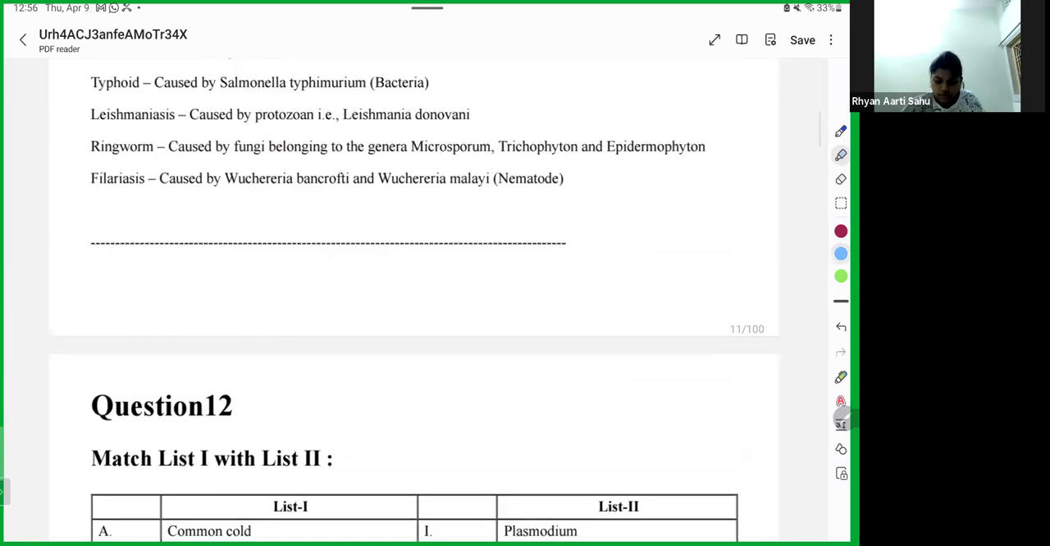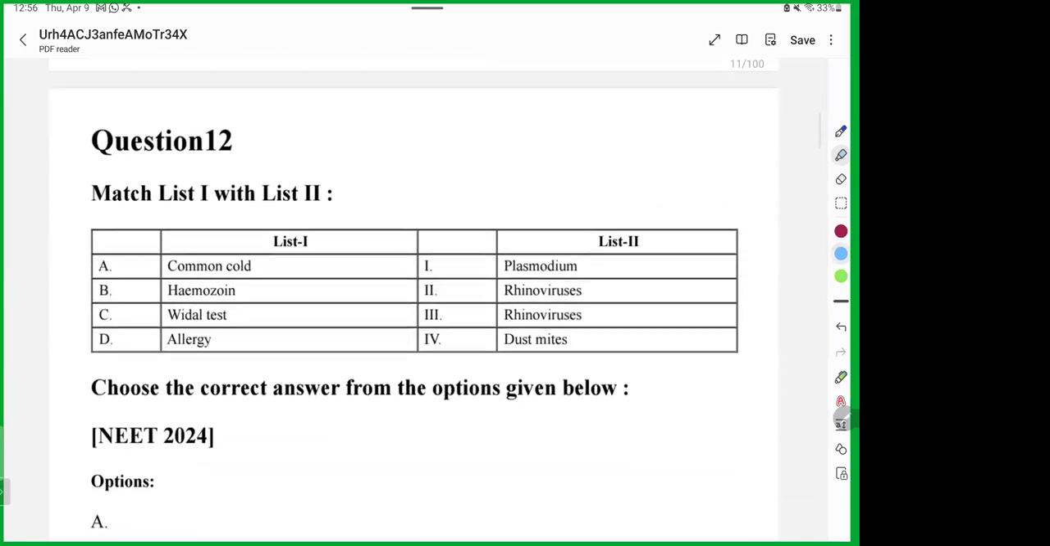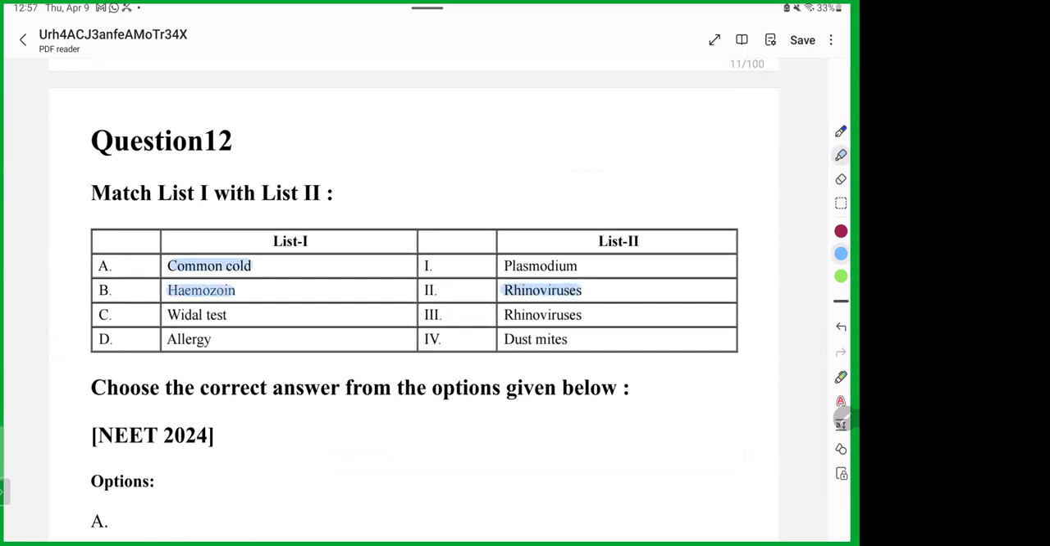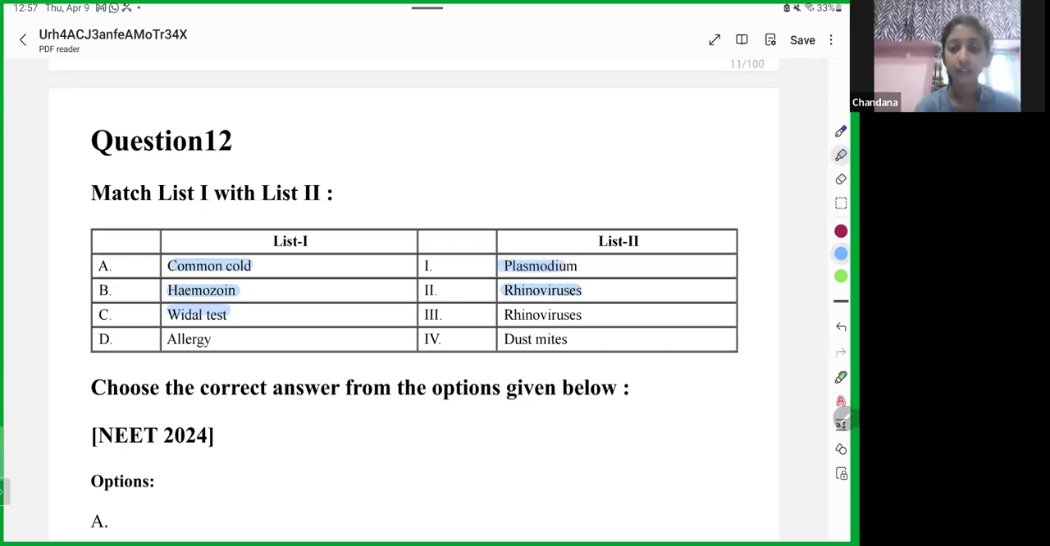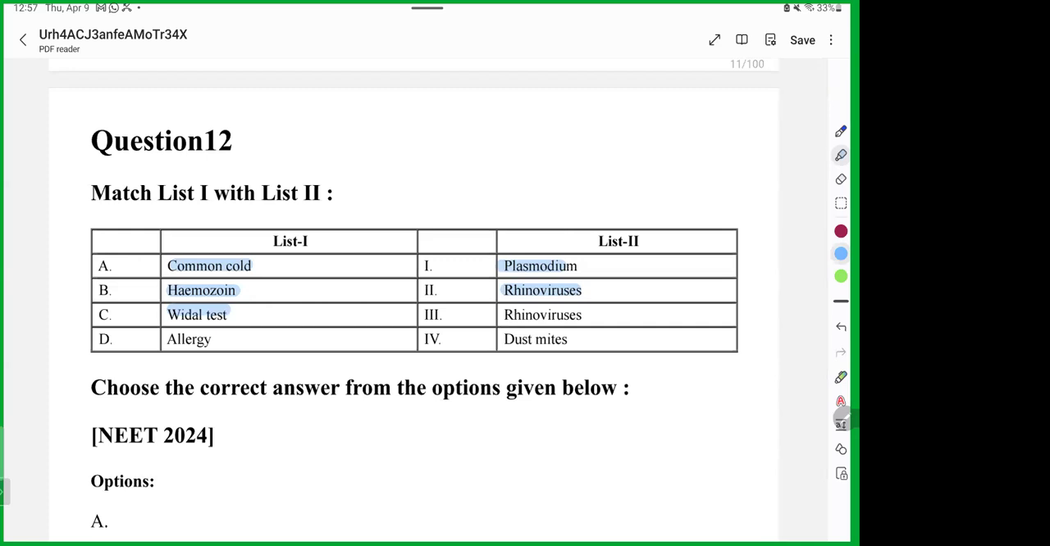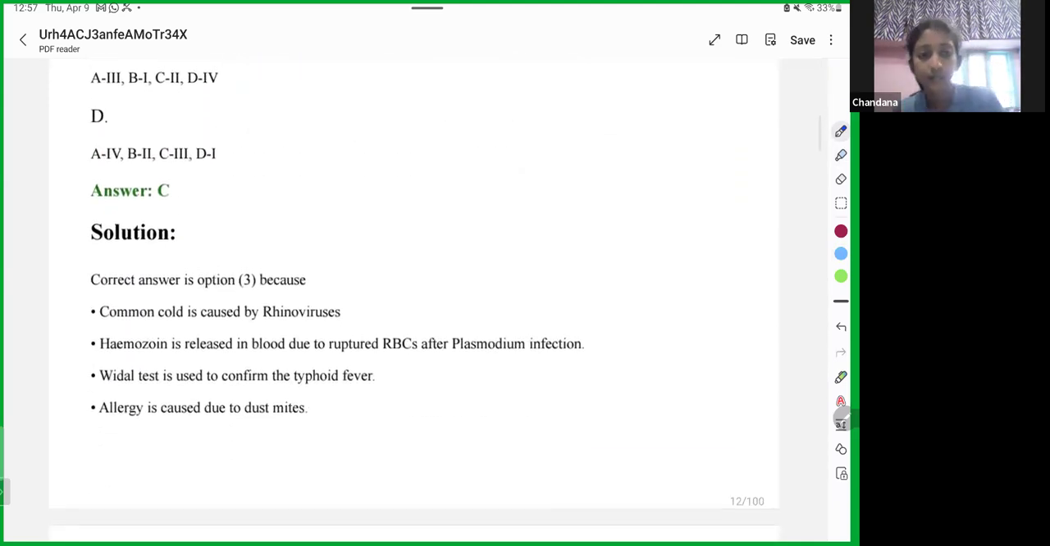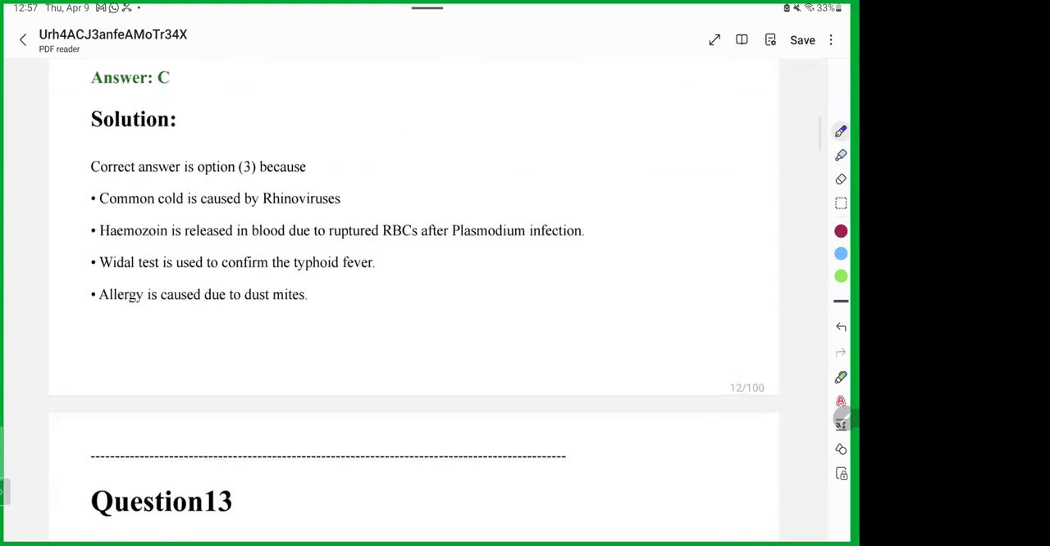Next, Chandana, common cold. It's a rhinovirus. Plasmodium. Vidal test. It should be salmonella. By mistake they wrote salmonella. Okay. And allergy, dust. Vidal test is for typhoid fever. Typhoid fever was given.